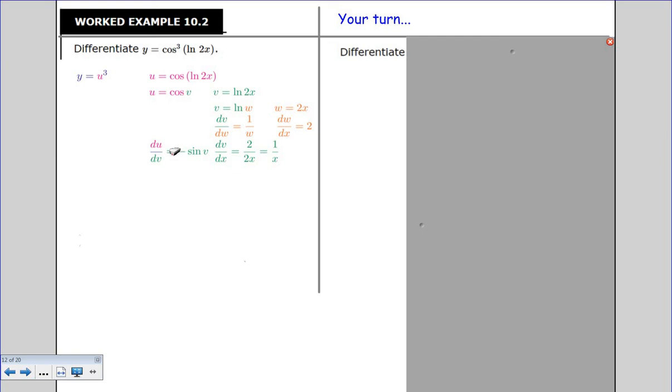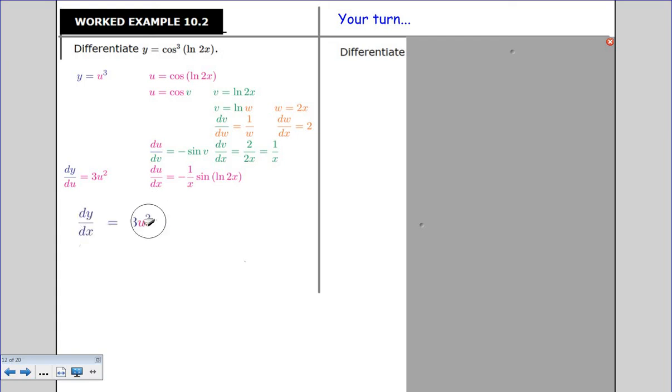So if I would like to have du by dx, then I can do du by dv times dv by dx, and the dv's kind of cancel. So I'm doing negative sine v times 1 over x. But I can replace the v with natural log 2x. So let's do that. There we go, and now we have du by dx. Right, so finally we're getting to our y. So if we differentiate y with respect to u, we get 3u squared, and then we can apply the chain rule and dy by du times du by dx will give us finally dy by dx.